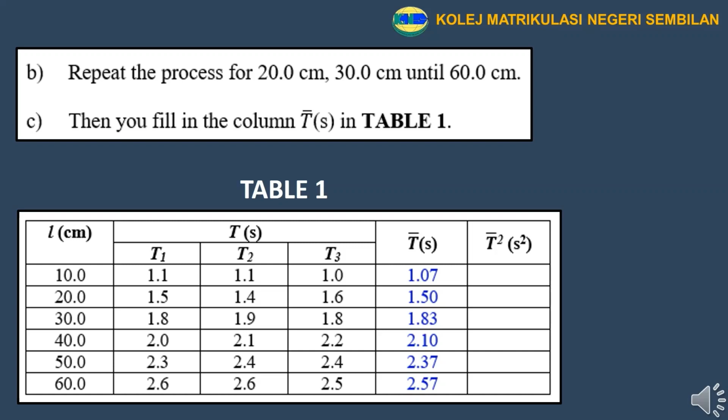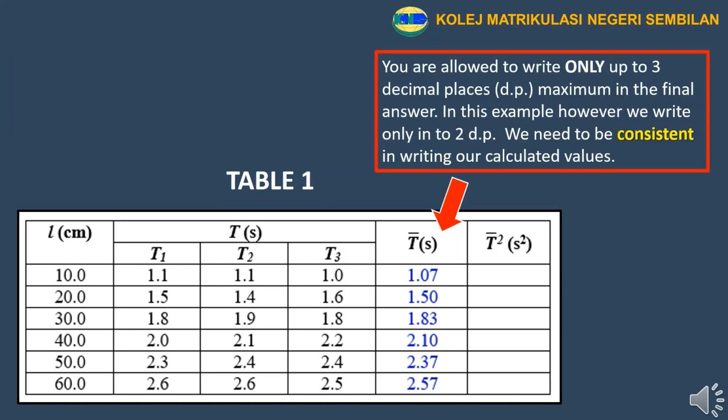B. Repeat the process for 20 cm, 30 cm until 60 cm. C. Then you fill in the column T bar in second in table 1. In general, you are allowed to write only up to 3 decimal places maximum in the final answer. In this example, however, we write only in 2 decimal places. We need to be consistent in writing our calculated values.